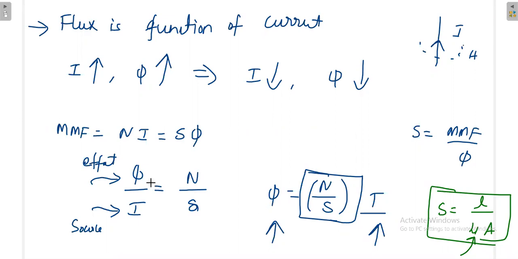So finally, the effect divided by the source, phi divided by I, is equal to N by S. We'll call this some new constant, K, but please remember K depends on N as well as the dimensions of the material. So ultimately phi is equal to K into I. Phi is directly proportional to I. Once you increase the current, the flux will increase. That idea you should have in your mind.